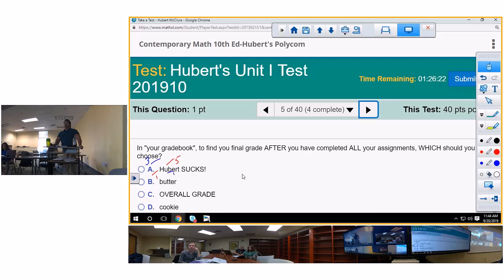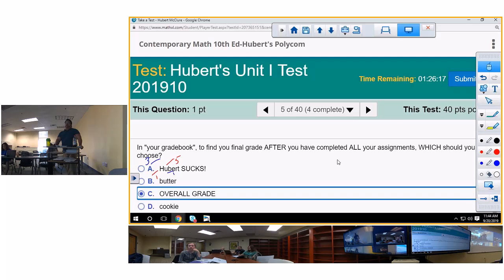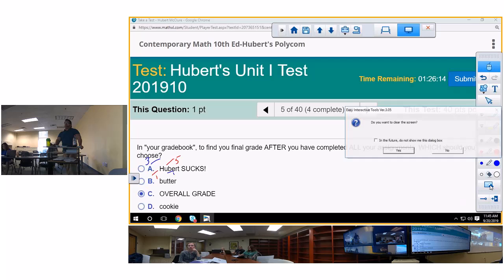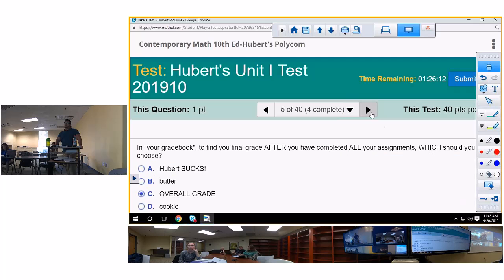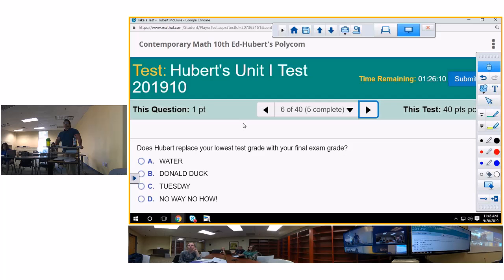If you go to your grade book, after all you've completed, what should you hit? Overall grade. Nope. You're supposed to call me or text me and say, what's my grade? Does Hubert replace your lowest test grade with your final exam? No way, no how.